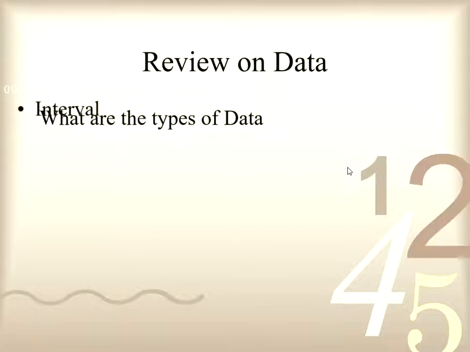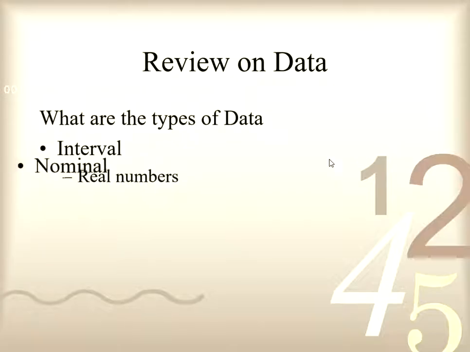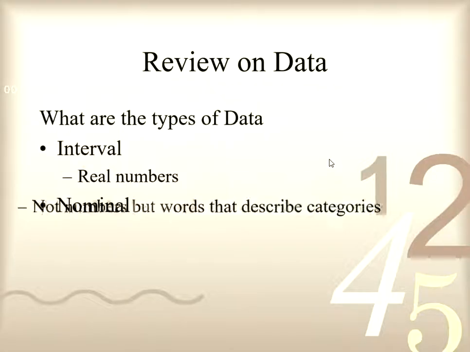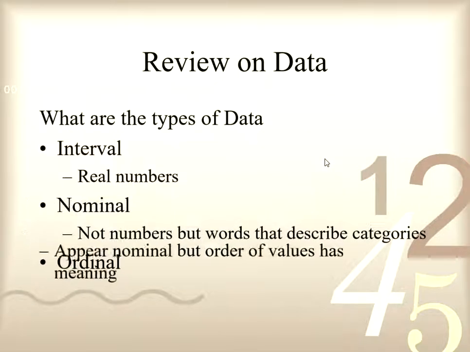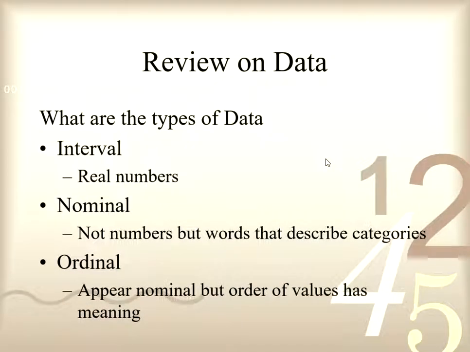So yung interval, which is about real numbers. Next is nominal. They are not numbers but are words that describe categories. So di ba yung parang inassign natin yung number para sa isang option or choices para sa ating category. Last is the ordinal. So they appear nominal but order of values has meaning.